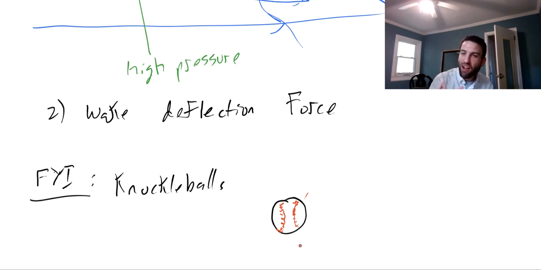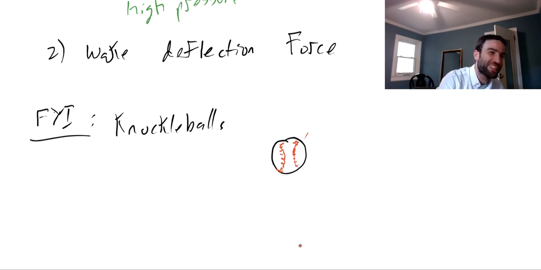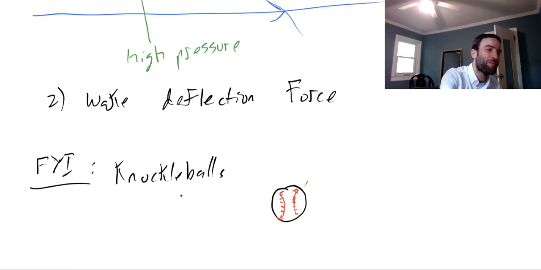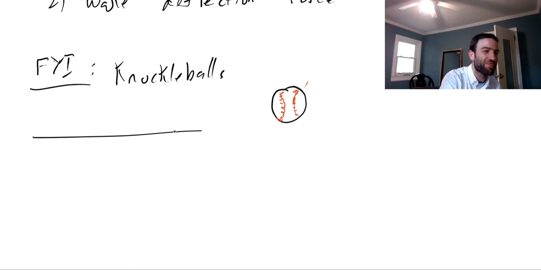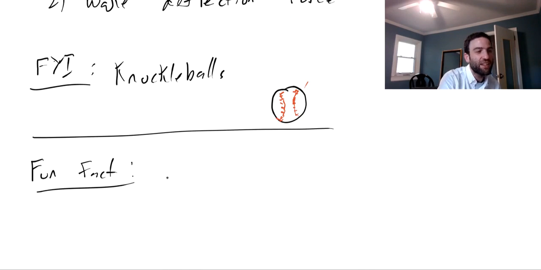So by not spinning and just having these localized pops of turbulence, a knuckleball will move really erratically as these little pops of turbulence deflect the ball a little bit in one direction or another. Okay, that's a quick aside. A fun fact about the Magnus force. I think it's a fun fact anyway.